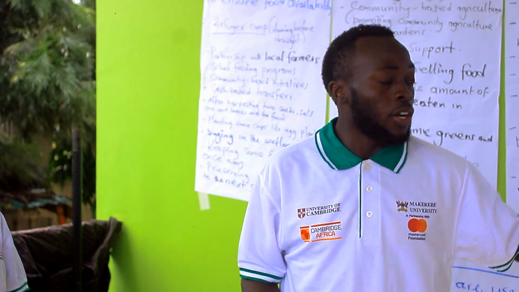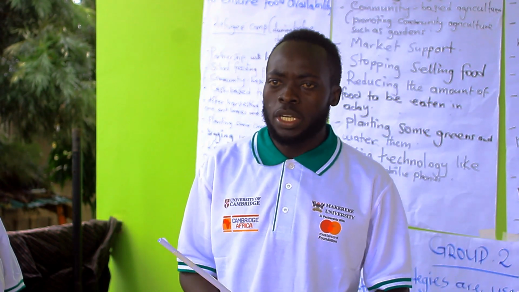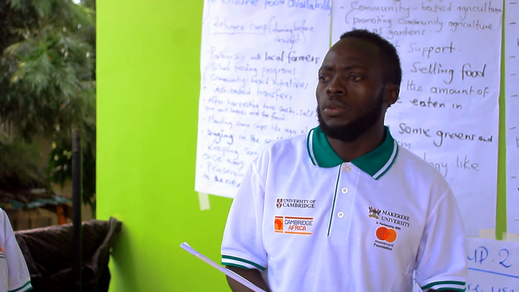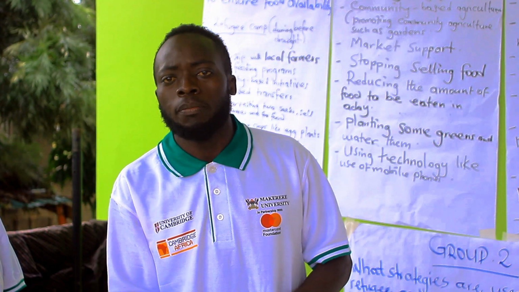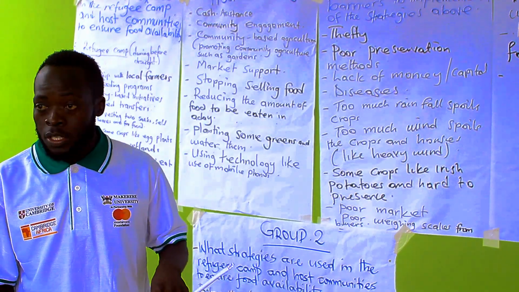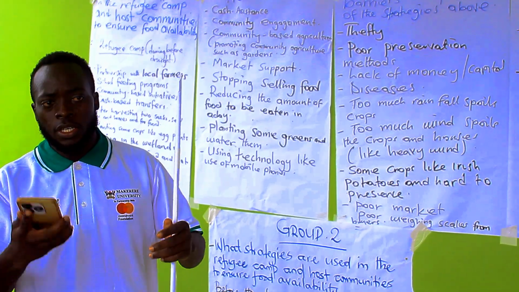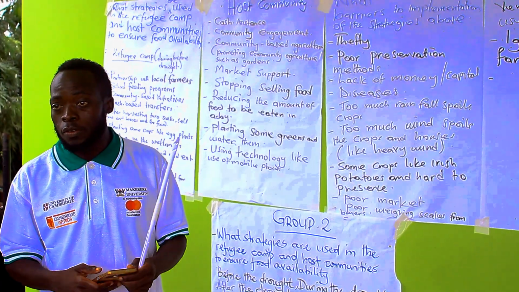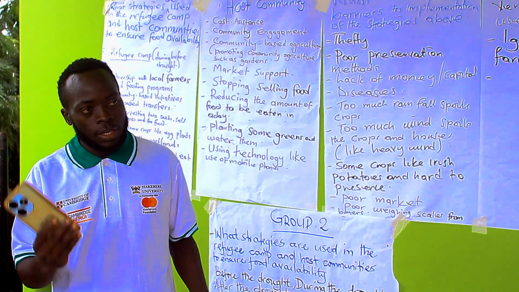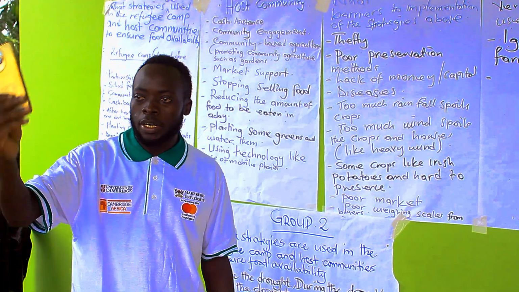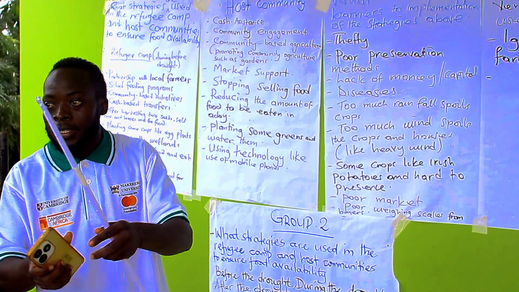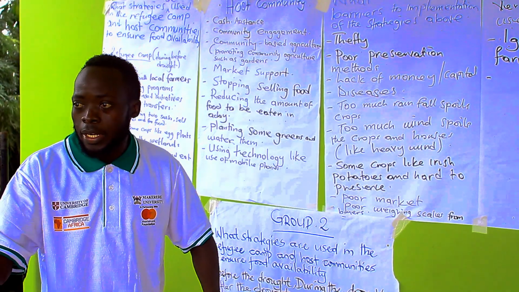So we said price fluctuation of the product. You find that today they are buying maize at maybe 500 shillings. Then after 2 weeks, you find the price is lower. Then also we say that using technology is very expensive, like using phones. When you don't have the money, you cannot access. People in the remote areas cannot afford phones, and even buying data itself is expensive.